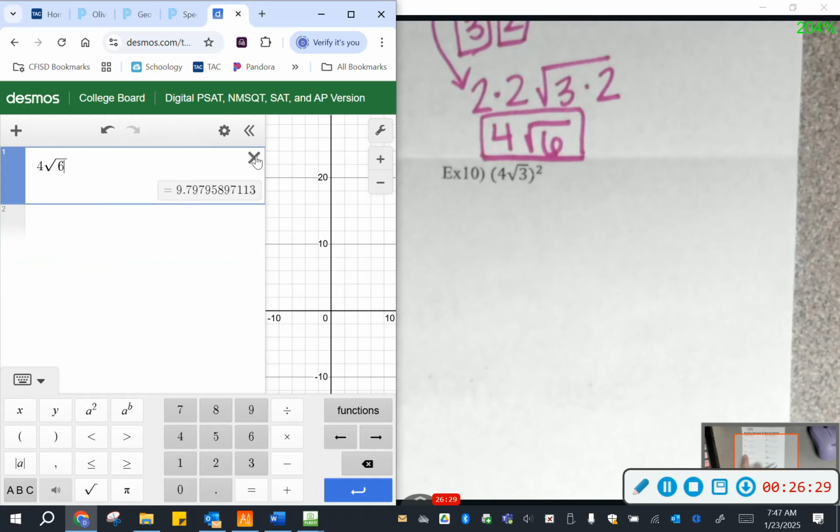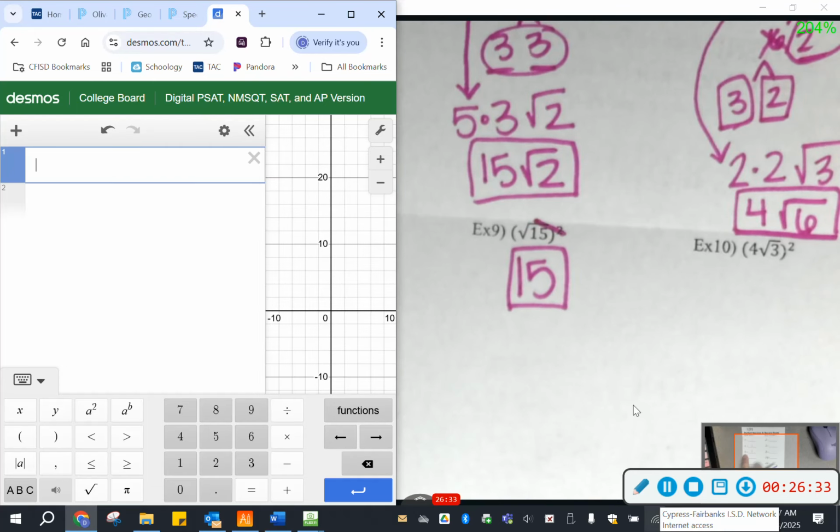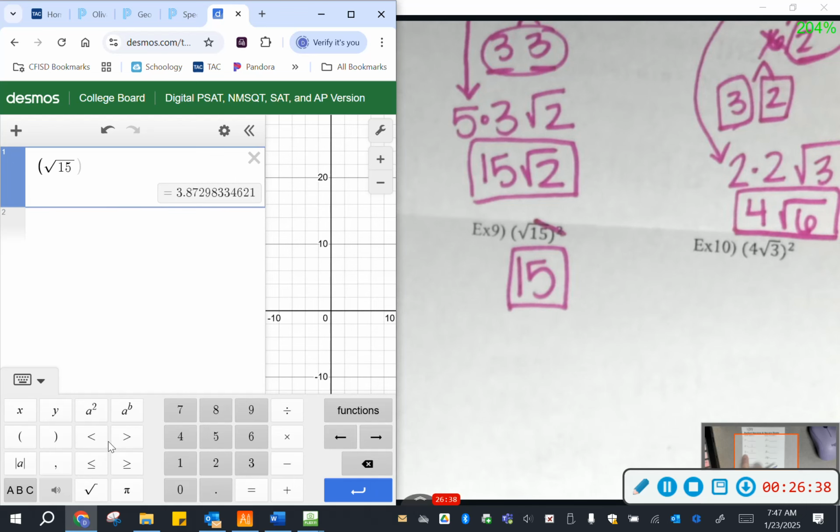Just be careful with these, because most people who get this wrong don't type it in the calculator right. You have to do parentheses, square root of 15, close it, then squared. The squared needs to go outside. I want you to try the next one. What is 4 square root of 3, squared? Put it in the calculator.